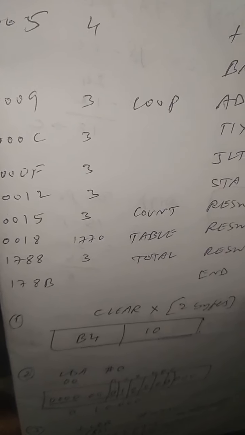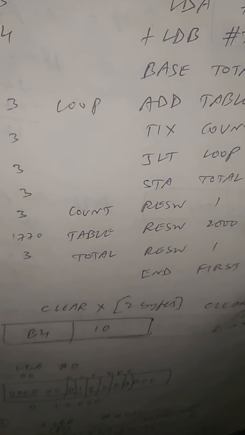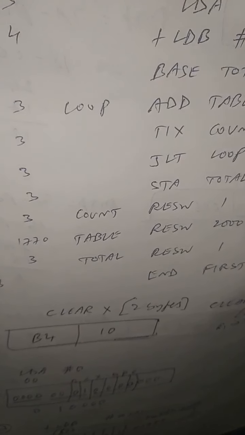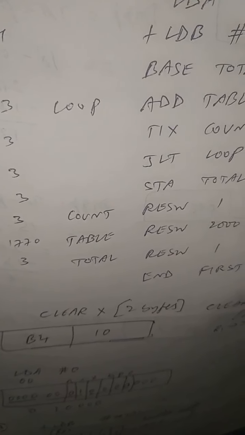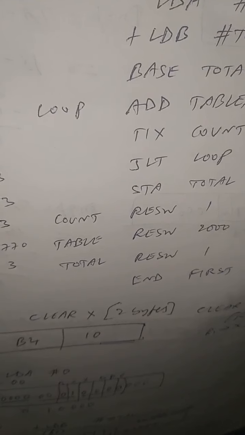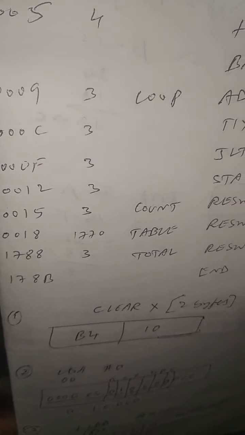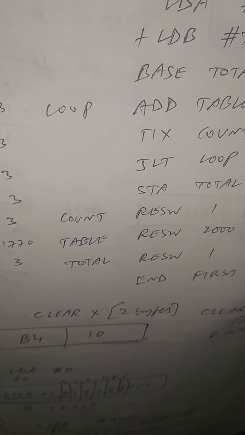Then comes 15, COUNT RESW 1. Here you should be careful. RESW means reserved word, and each word will take 3 bytes. Here it is indicated as RESW 1, which means it takes 3 bytes. So 15, 16, 17 are taken by this particular instruction.